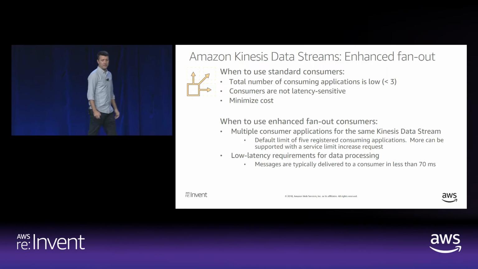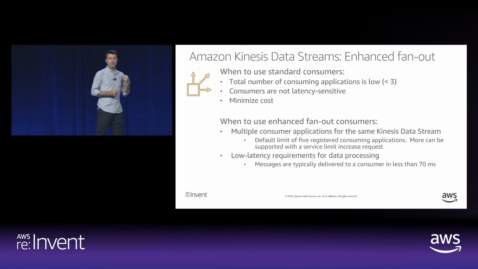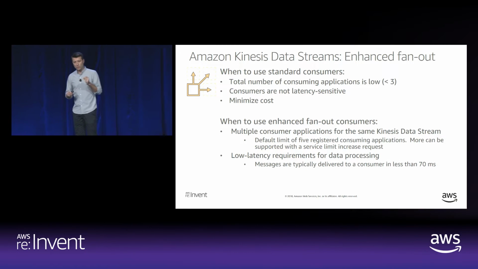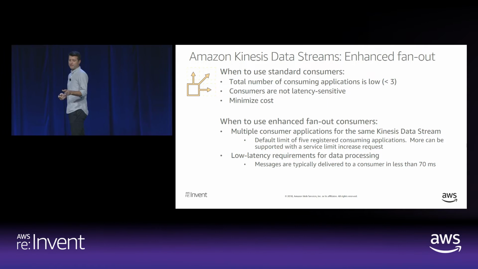So when should you use standard consumers? That was the first one that's calling get records. If your total number of consumers is low and your consumers aren't particularly latency sensitive, then consider using the older model. Our library, the KCL, we have 2 versions, 1.8.x and 2.0.x. 1.8 is the older one. We've upgraded to 2. I would recommend you all use 2.0 because it supports both. You just have to implement different interfaces for the consumption model that you want to implement. But if your consumers aren't latency sensitive and you have a low number of consumers, consider using the standard consumers.